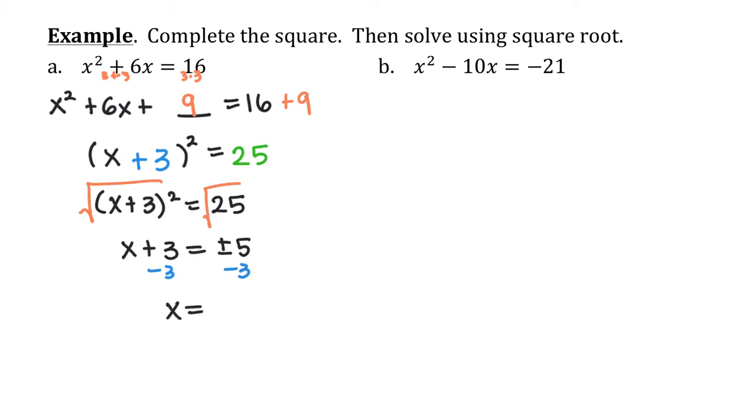Remember, this is two different rational answers. I have positive 5 minus 3, which is 2. And then I have negative 5 minus 3, which is negative 8.